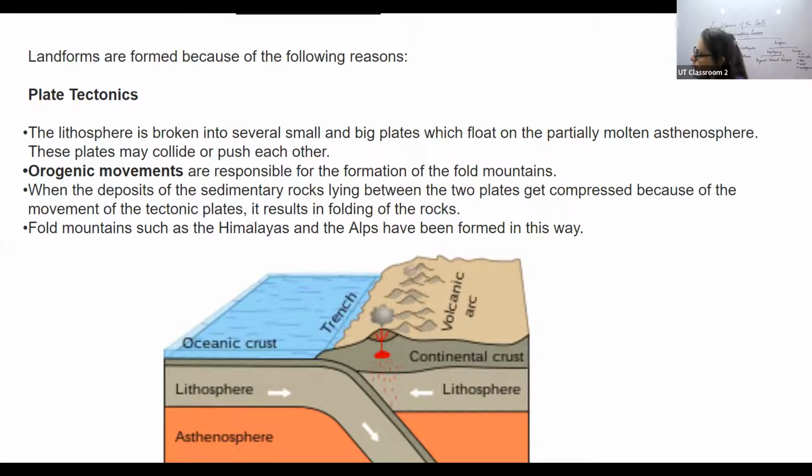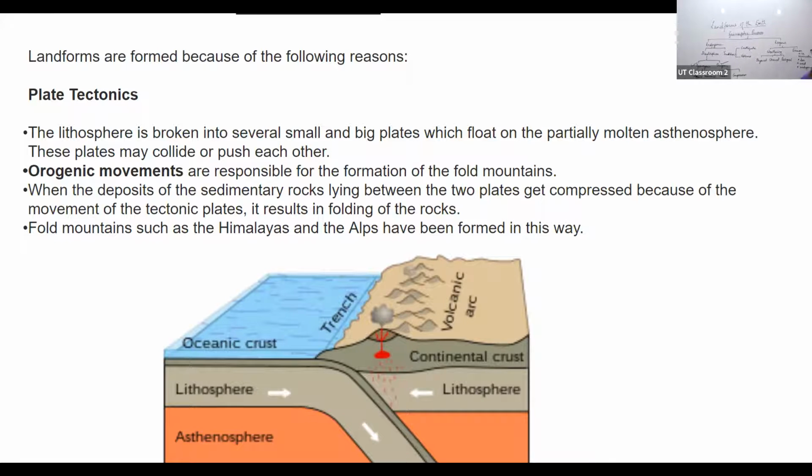When deposits of sedimentary rocks lying between two plates get compressed. Compressed means, like if I take my handkerchief, say if this is that rock, and if these are getting pushed, this is rock, and below that you have the plates. So these are pushing the layers of rock. They are drifting. So what is going to happen? There will be these kinds of folds that will be formed. When it's moving up and down, that time the block mountains are formed.